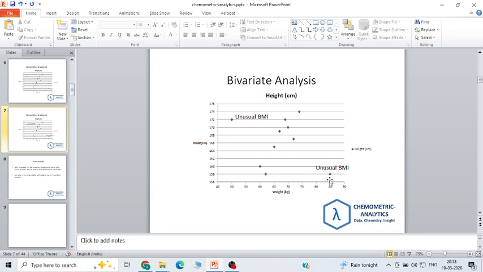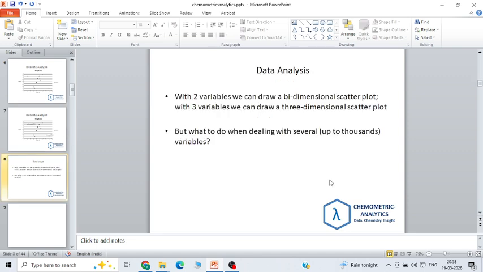But the question comes when you have thousands of variables, hundreds of variables, meaning hundreds of factors, parameters, then how do you construct such a high dimensional data set? How do you make a scatter plot for those multi-dimensional data sets? Because as humans, we can't visualize things that are more than three-dimensional in nature. So that's where chemometrics comes into the picture. Chemometrics helps us to simplify the data set.